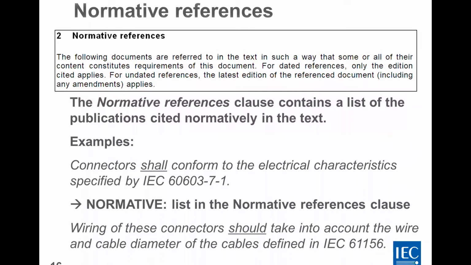Second example, which is the one we again saw before, wiring of these connectors should take into account the wire and cable diameter of the cables defined in 61156. Well, you'll remember that should is a recommendation, but not necessarily a requirement. Because it's only a recommendation, this is informative, and you should list this in the bibliography. So the normative references clause is important for readers of standards because there, at a glance, they can know which standards they are required to have in order to be able to apply the current standard that they're reading.